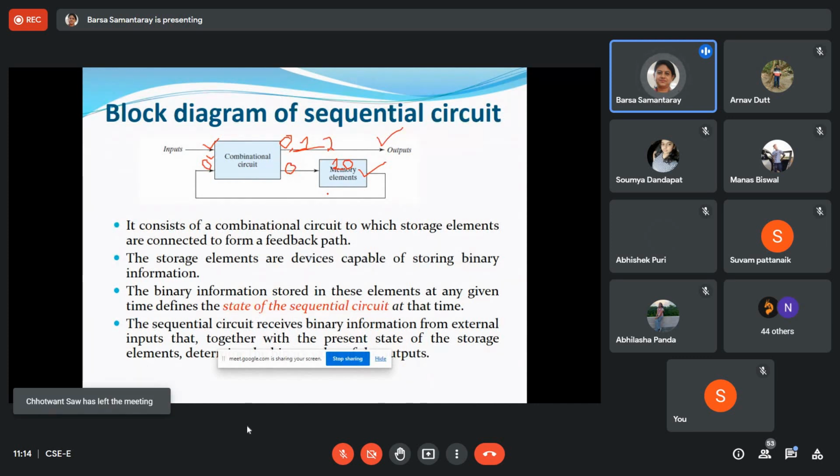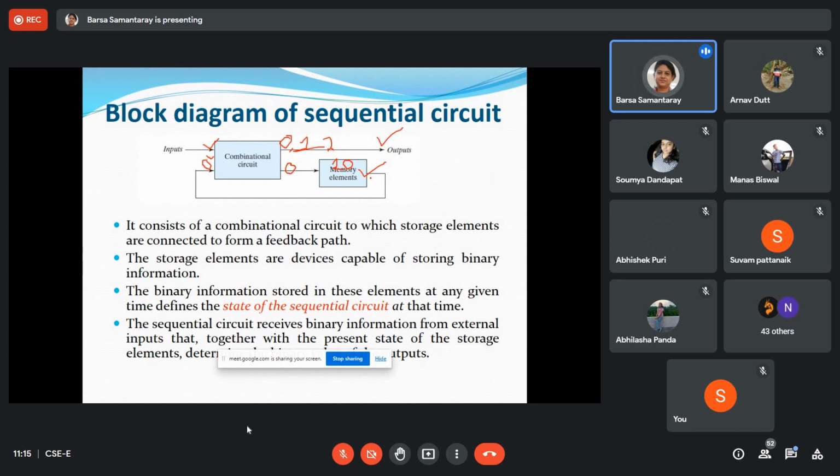So depending upon how the clock is applied to this memory element, there are two types of sequential circuit. One is asynchronous sequential circuit, another is synchronous sequential circuit. What is the difference between asynchronous and synchronous? At a particular time, this entire circuit will be working and we will get the output at a particular time.